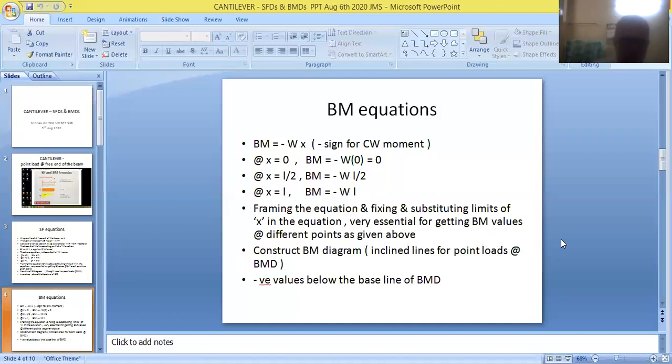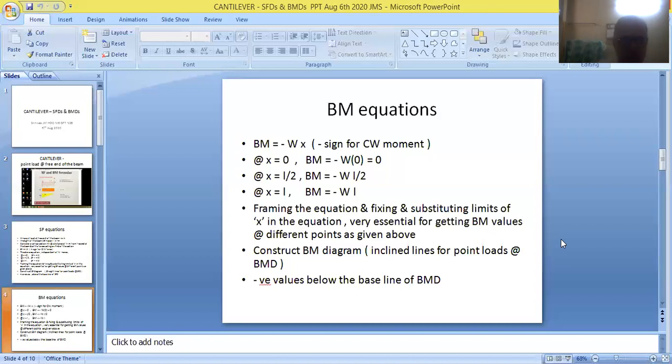Now, as usual, we have to fix the limits for x values. x is equivalent to 0, x is equivalent to L by 2, x is equivalent to small l. So this is the lower limit of x and this is the upper limit of x. Now, if you substitute these x values in this particular equation, we will be getting bending moment values at different points.